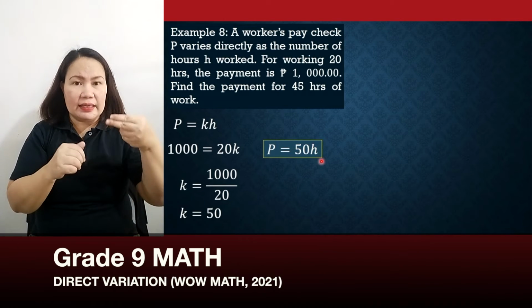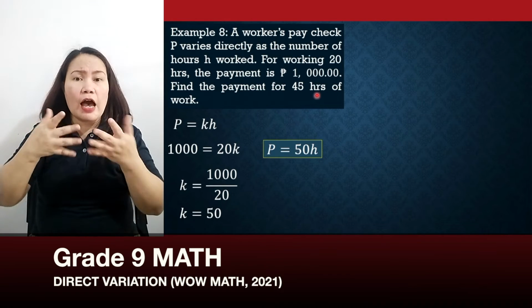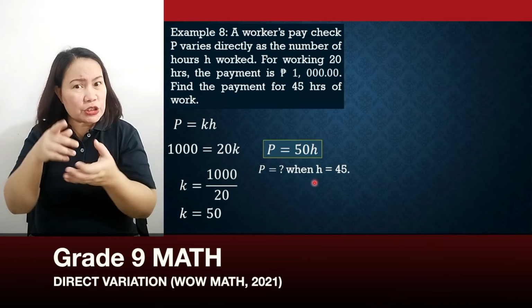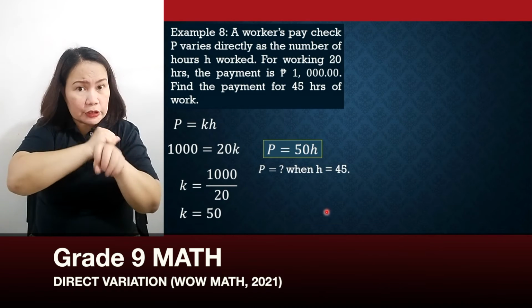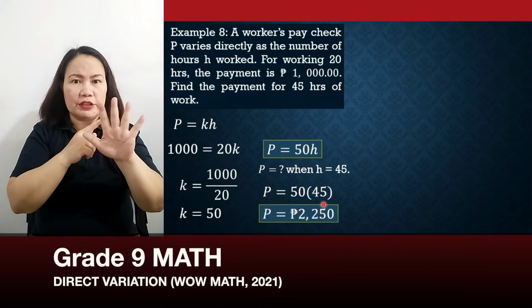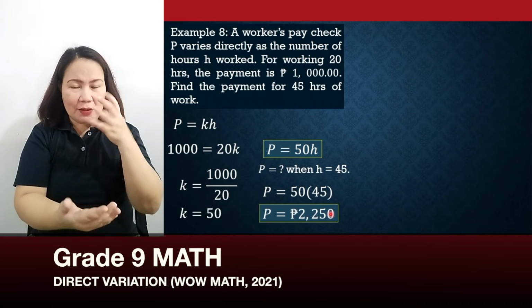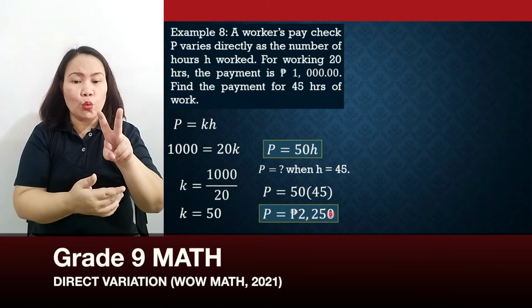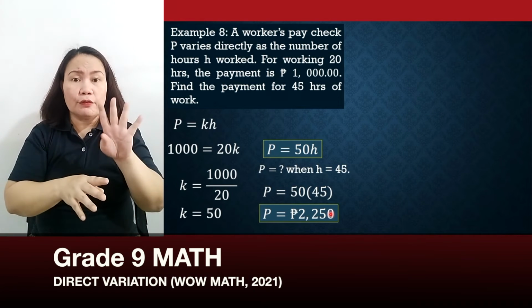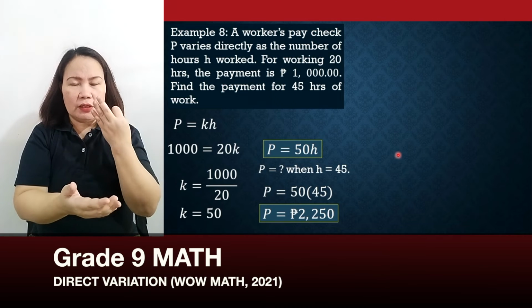So, ngayon, makukuha na natin kung magkano yung payment after 45 hours. So, that is, okay, substitute lang natin sa nakuha nating equation. So, 50 times 45, so the answer is 2,250 pesos. So, ibig sabihin, ang ibabayad sa kanya after 45 hours of work ay 2,250 pesos.